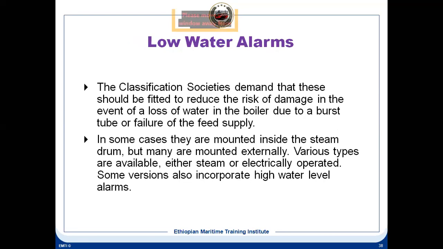Low water alarms. The class society rules demand that these should be fitted to reduce the risk of damage in the event of loss of water in a boiler due to a burst tube or failure of the feed supply. Like I said, a water tube boiler is not very tolerant. It is very susceptible to damage if there is loss of water inside the boiler or if the water level is low. So a low water level alarm and then a trip is very much necessary.